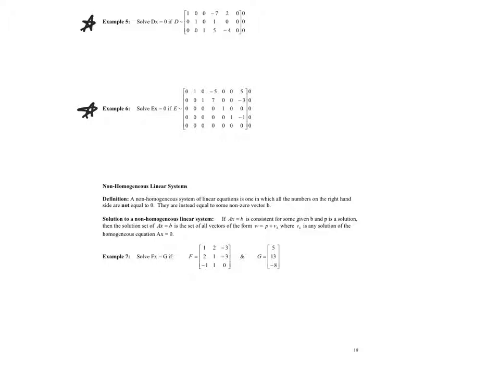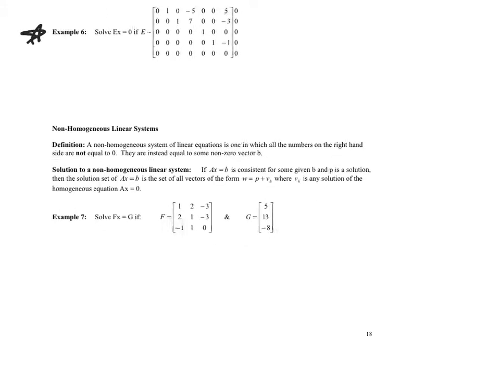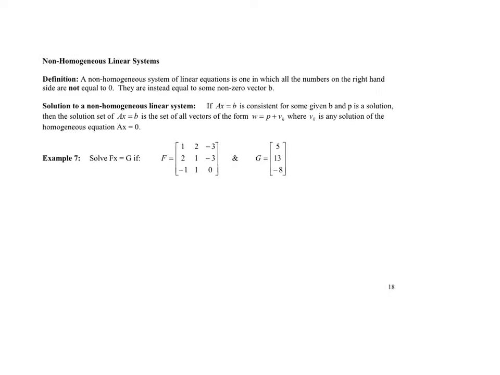All right. But the non-homogeneous system is really just dealing with a case where the right-hand side is not equal to 0. So it's like, okay, well, what do we do there? Well, there's a couple of things that we could do. One would be to actually write it so that it's equal to 0.